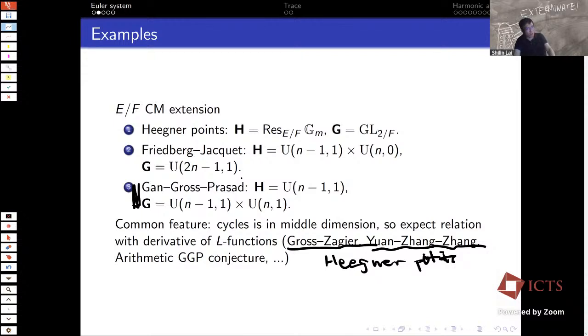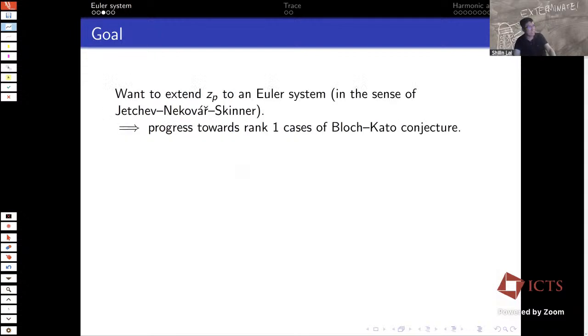So one goal of this talk is we want to extend this Z_p. Remember, this Z_p was an element in Galois cohomology.